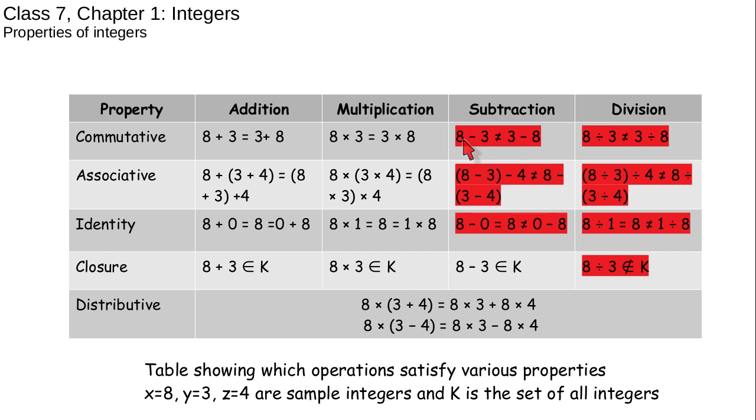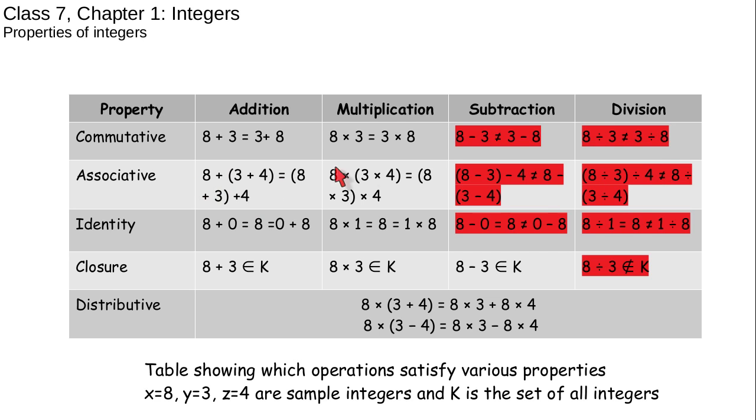Now what is 8 minus 3? 8 minus 3 is 5. And what is 3 minus 8? 3 minus 8 is minus 5. Now 5 is not equal to minus 5. And according to commutative property, even if you jumble or reorder the integers, the result should be the same. But when you reorder a subtraction, the result is not the same, and therefore subtraction does not satisfy the commutative property. This is also the same case with division. If you reorder the numbers involved in division, the result is not the same. 8 divided by 3 is not the same as 3 divided by 8.